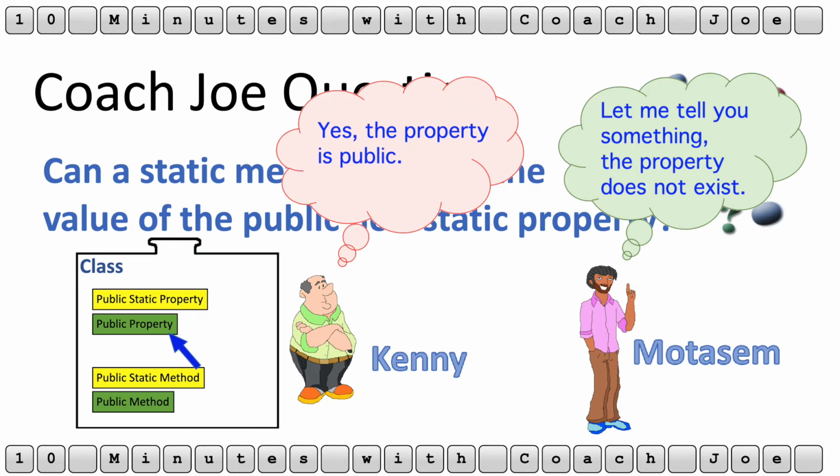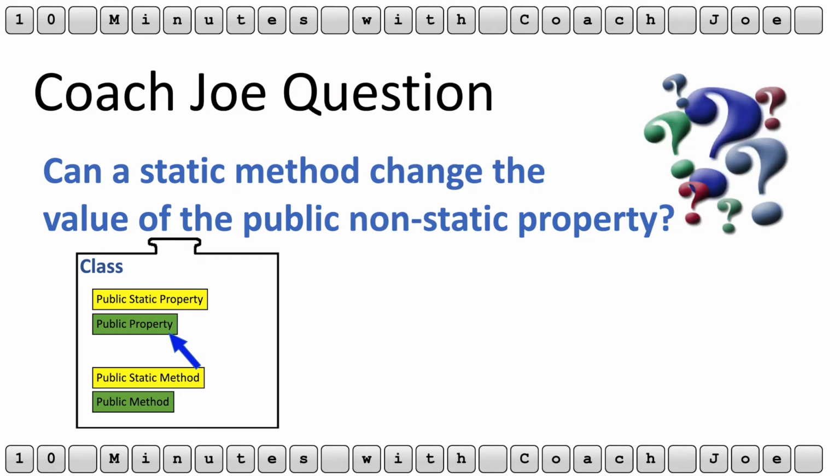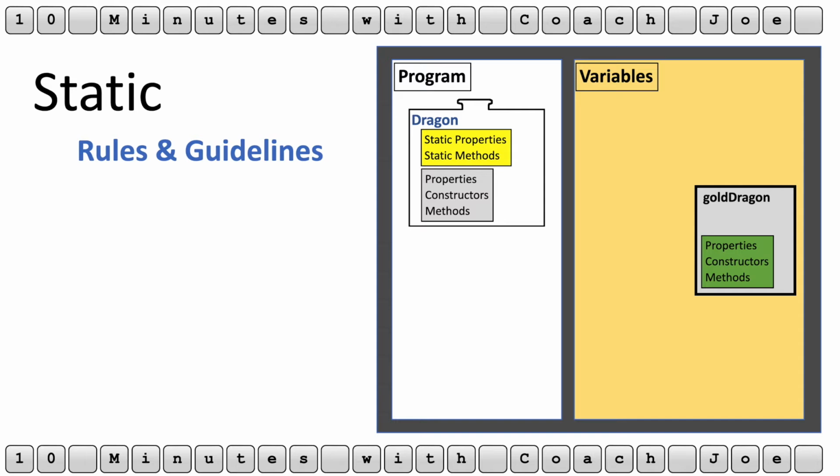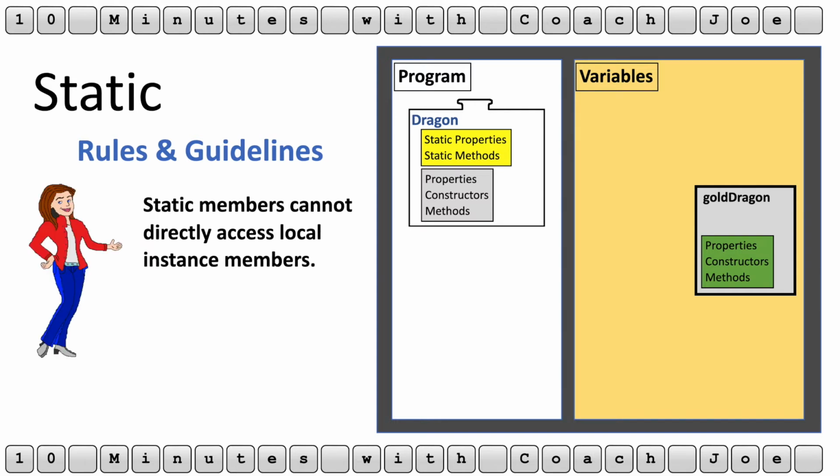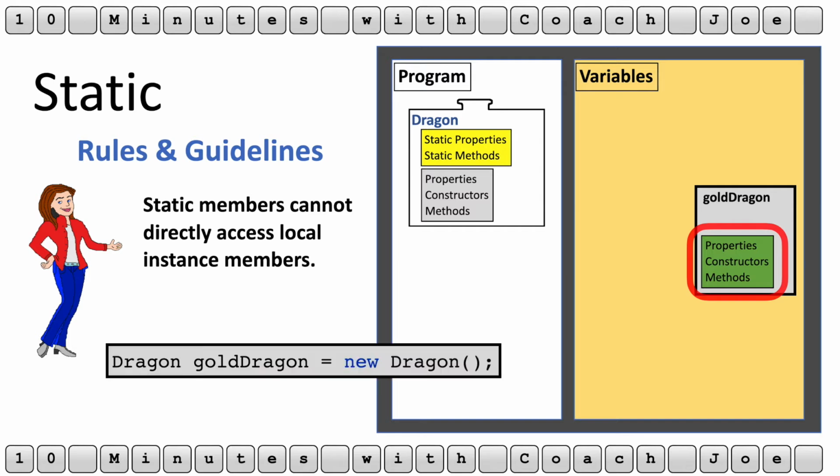Correct. The instance property does not or may not exist. The most important rule or guideline to remember is static members cannot directly access local instance members. Static members always exist in memory here. Instance members only exist in memory over here if an object is created with the new keyword. The instance member does not exist here.